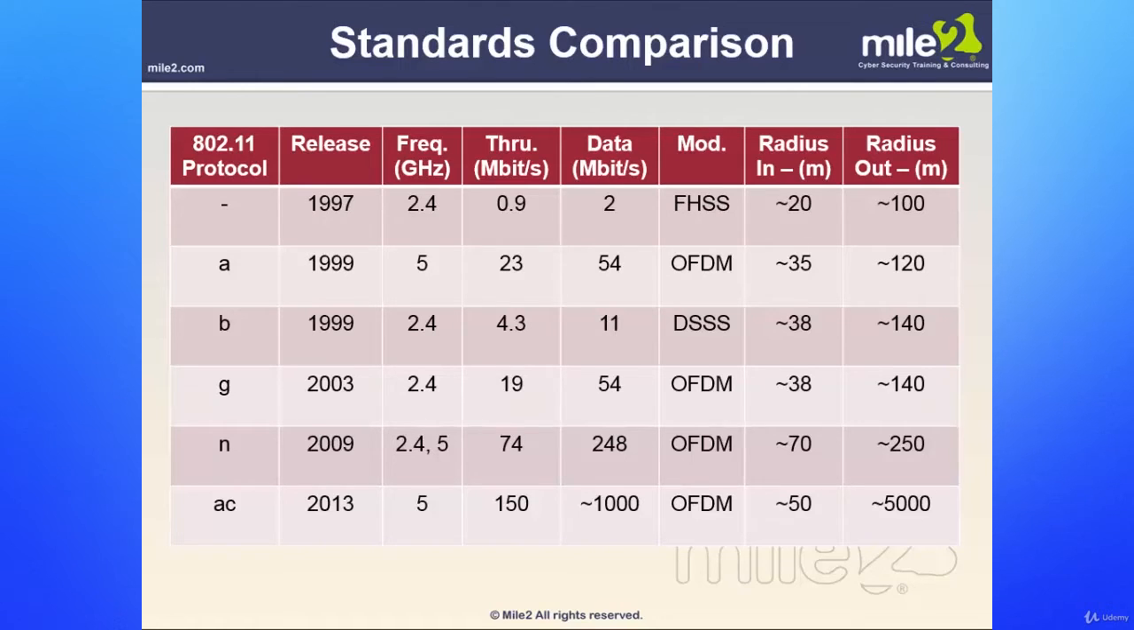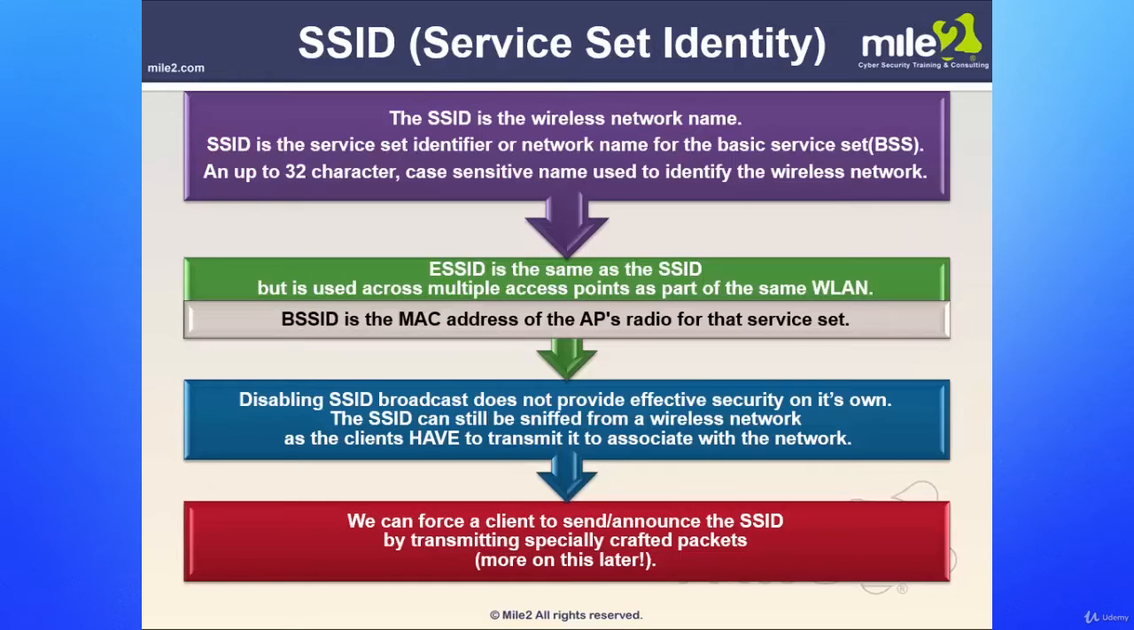Okay, now with that in mind, we have what's called the SSID, or the service set identifier. Basically it's the wireless network name. The SSID is the service set identifier, or network name, for the basic service set, as in the BSS. It's a case-sensitive name of up to 32 characters used to identify the wireless network. We also have the ESSID, which is the same as the SSID but is used across multiple access points as part of the same wireless LAN. The BSSID is the MAC address of the access point of that service set.